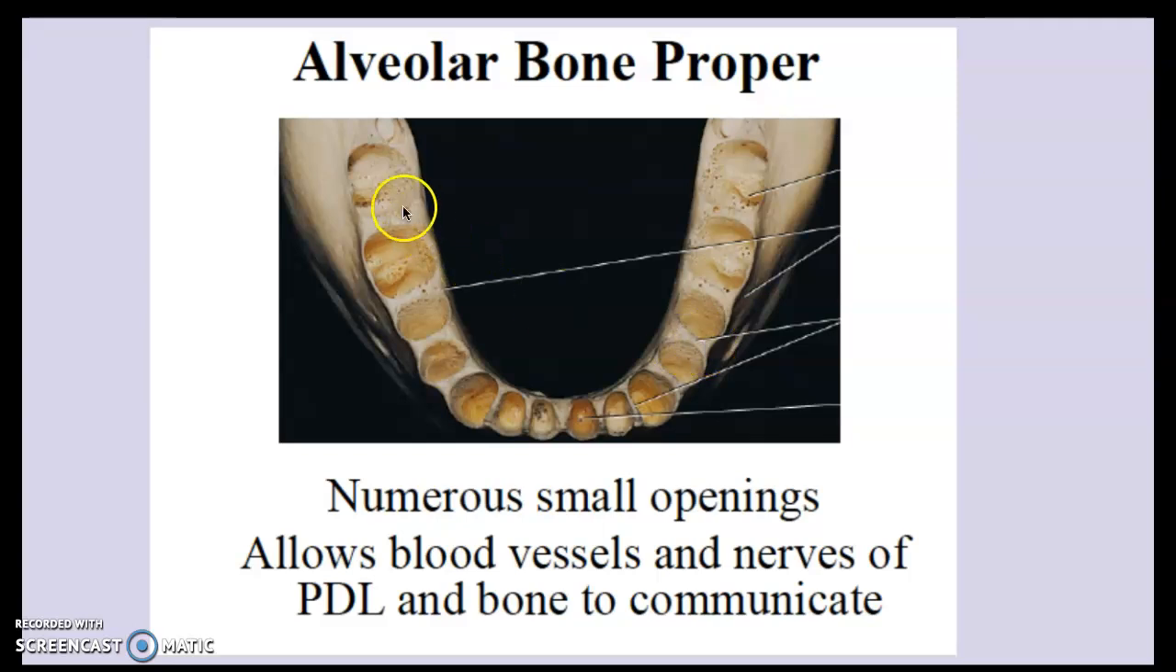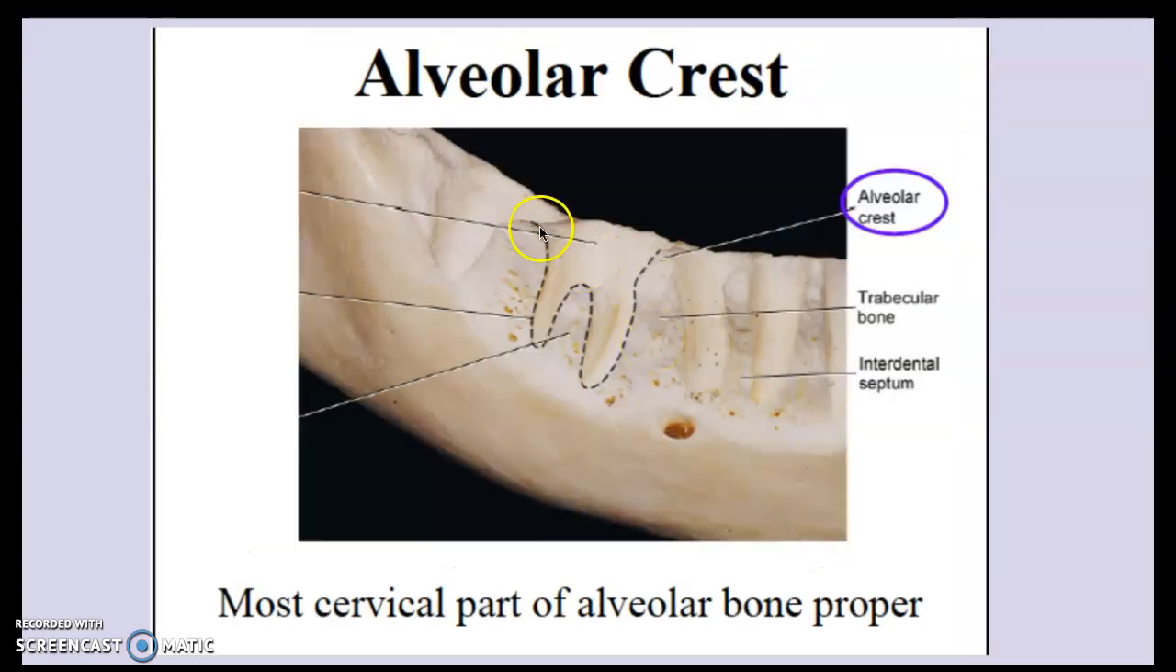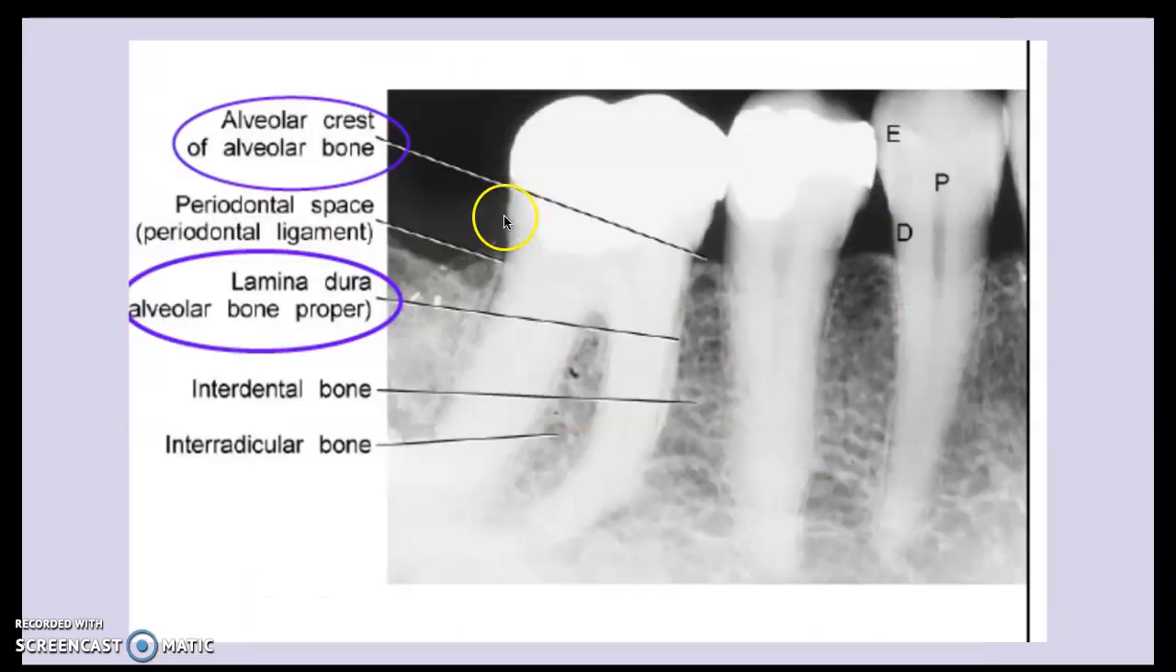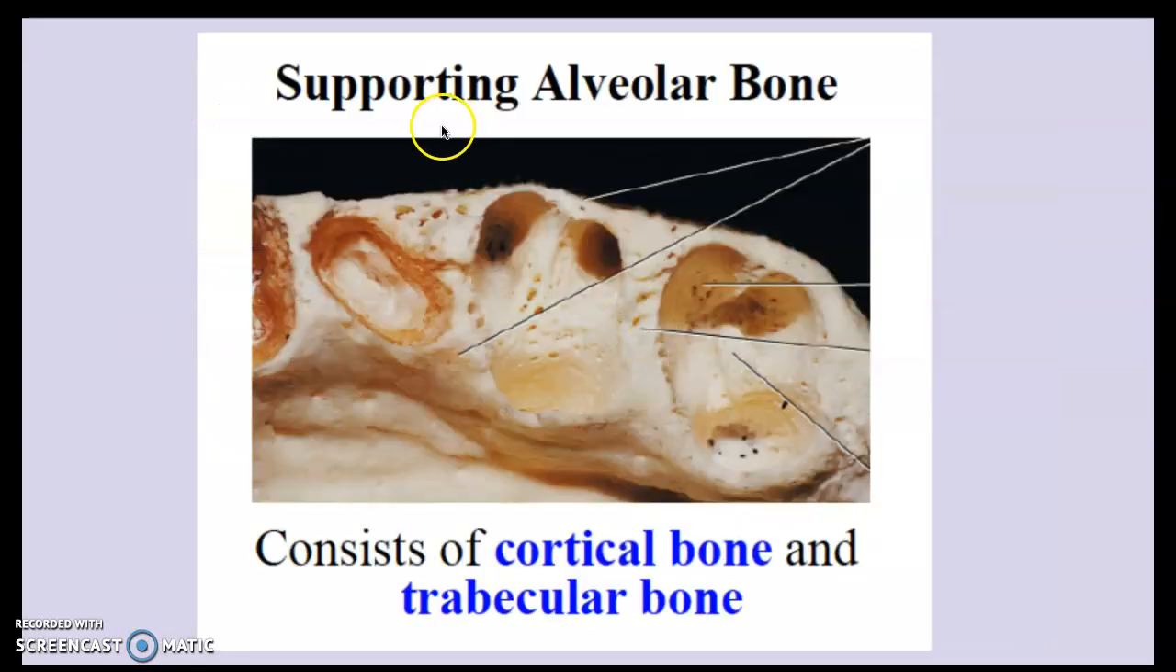The alveolar bone proper has numerous small openings that allow blood vessels and nerves of the PDL to communicate. Alveolar crest, which we know what that is, it's the most cervical part of the alveolar bone proper, right over here. And then here's the alveolar crest on a radiograph. Lamina dura, remember that's the radiopaque line that surrounds the tooth. And then the PDL is that radiolucent line because it's a space. Space has less density.